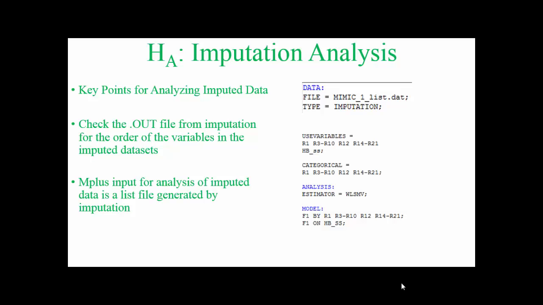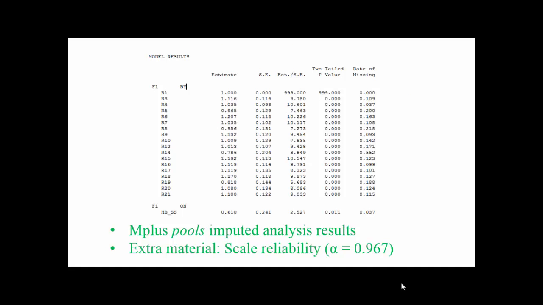But again, Mplus is going to go get that list file, analyze all 100 data sets, and here's the other nice part. Mplus pools your results automatically. And it looks kind of like this. This is just annotated output, but here are the factor loadings. And you can see they're all pretty good once you get rid of the clankers.